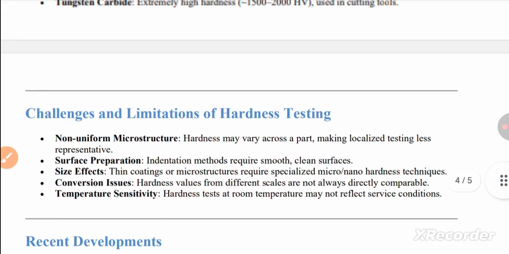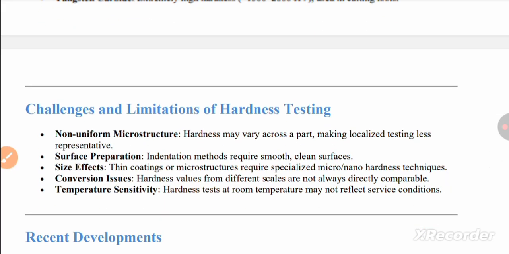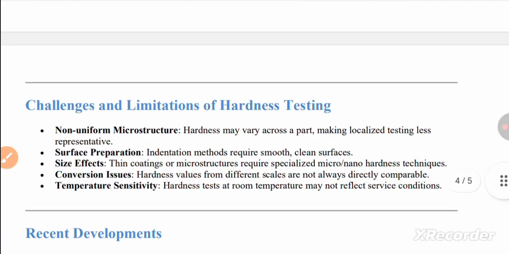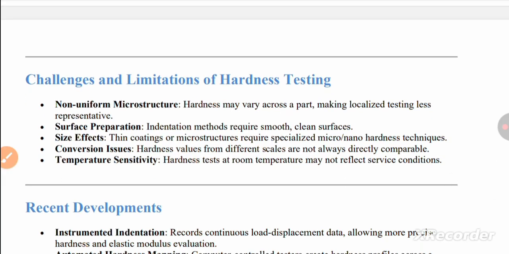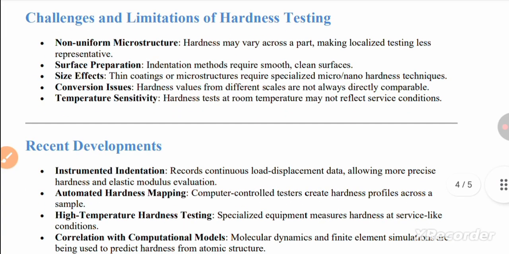Challenges and limitations of hardness testing. Non-uniform microstructure. Hardness may vary across a part, making localized testing less representative. Surface preparation. Indentation methods require smooth, clean surfaces. Size effects, thin coatings, or microstructure require specialized micro and nano hardness test techniques. Conversion issues, hardness values from different scales are not always directly comparable. Temperature sensitivity, hardness tests at room temperature may not reflect service conditions.